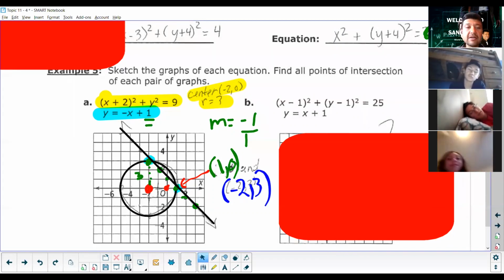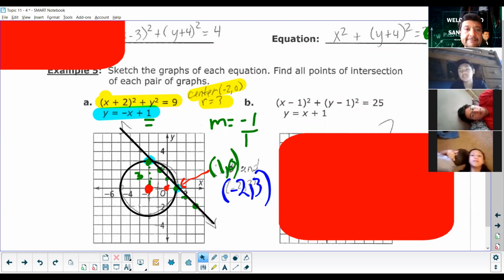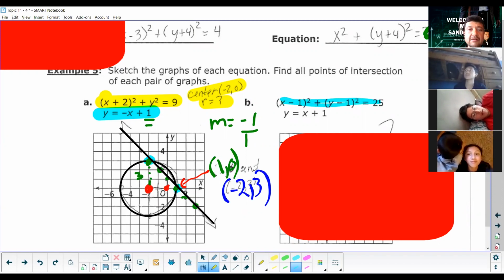All right, now let's go with, oh, you're up next. Okay, so Marcus, how would I then graph the next one? So you would put the center at 1, 1. Sorry. Okay, good. And you would square root 25 to get the radius of 5. So you make a circle with the radius of 5.